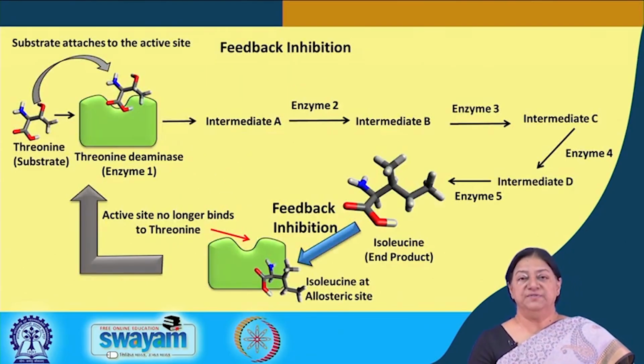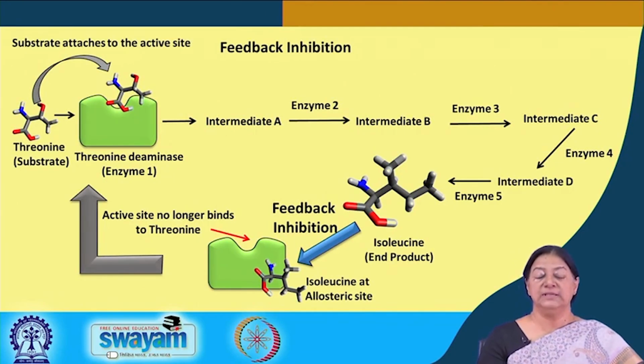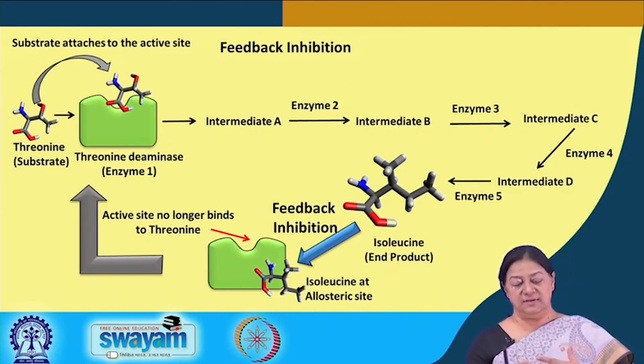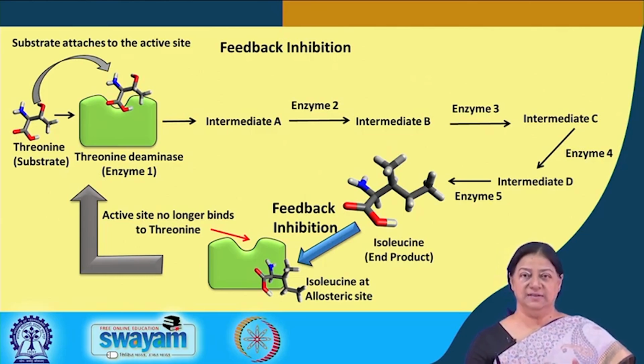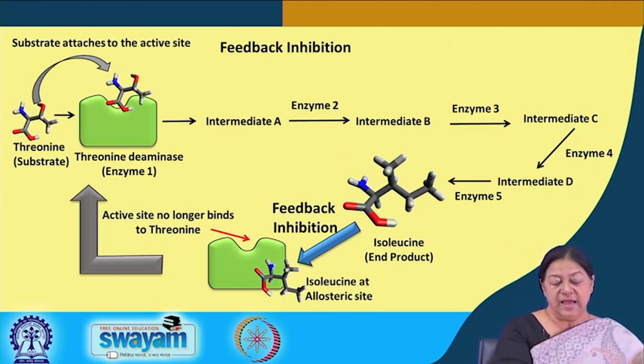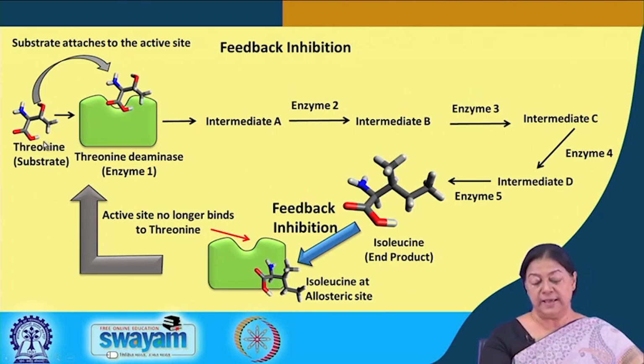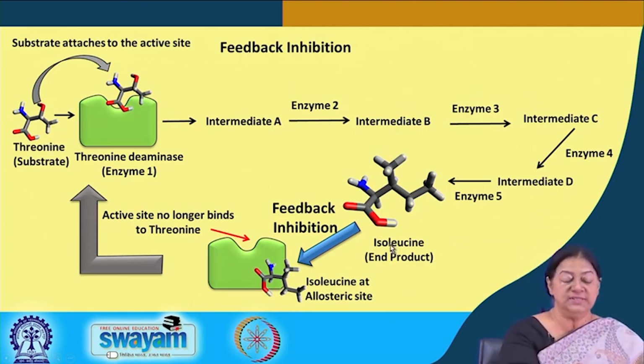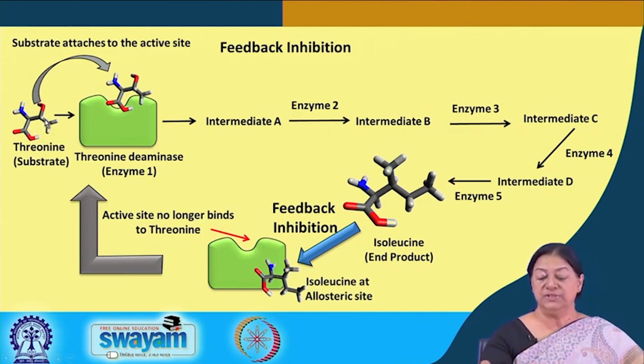Another very interesting feature that occurs naturally in our body is something called feedback inhibition. It is just a simple thing, in the sense of the way nature has designed a specific reaction. This is a reaction, say this is enzyme 1, it goes through a series of steps to form, so this is threonine, that is one amino acid. This threonine goes through a series of steps to form isoleucine, which is the end product.